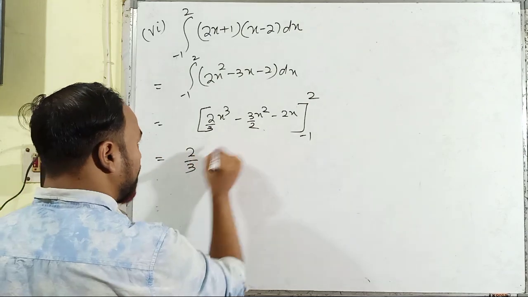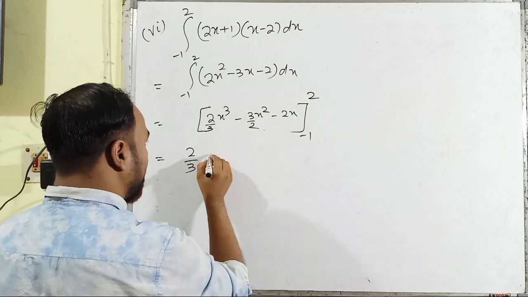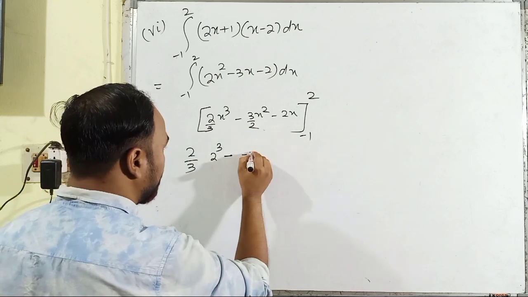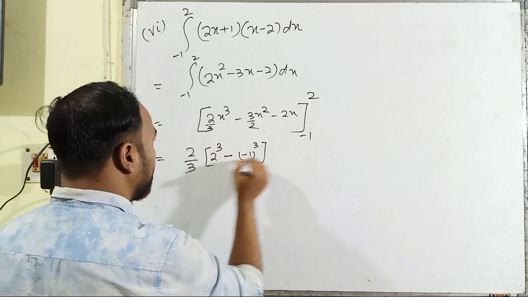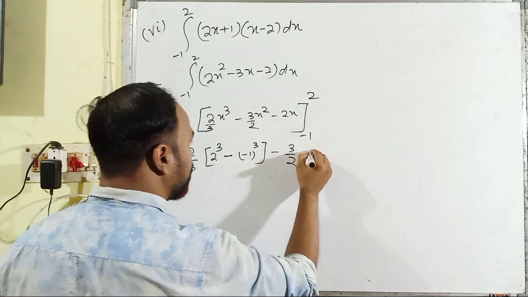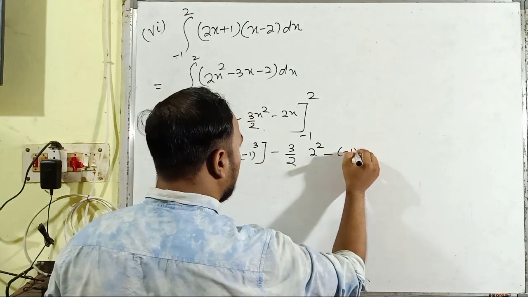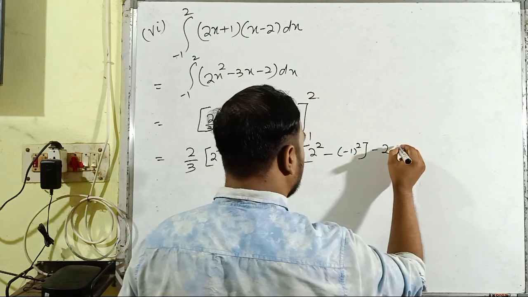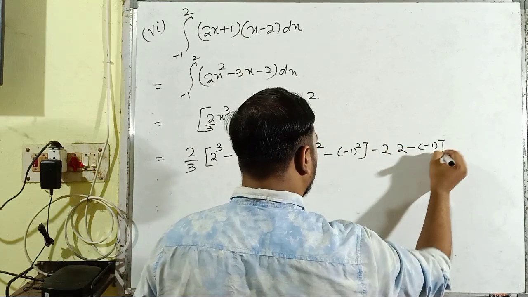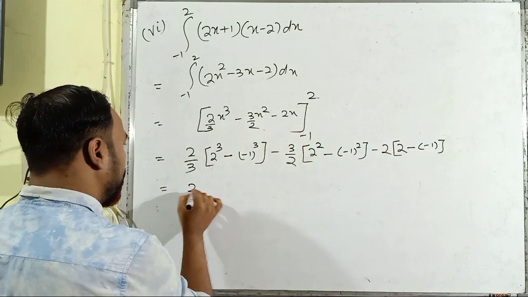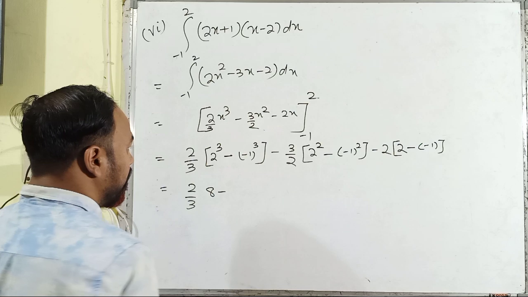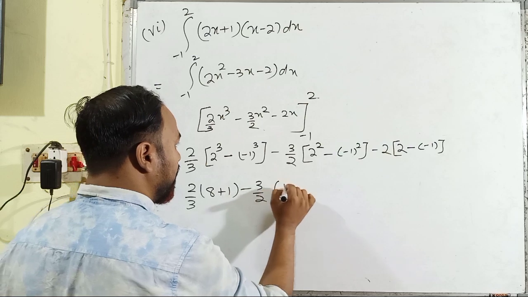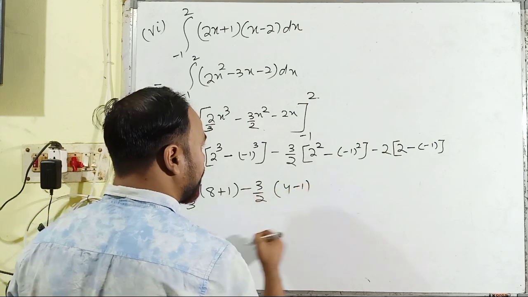First let us put the upper limit first. In place of the variable it is 2 cube minus, then in place of x we have to write down minus 1 to the power 3, minus 3 by 2. First of all we have to put 2 square minus whole square of minus 1 minus 2, then we have to put the value of x is equal to 2 here, minus 1. 2 by 3, it is 8 minus 1, that means it is 8 plus 1, minus 3 by 2, it is 4, it is minus 1.